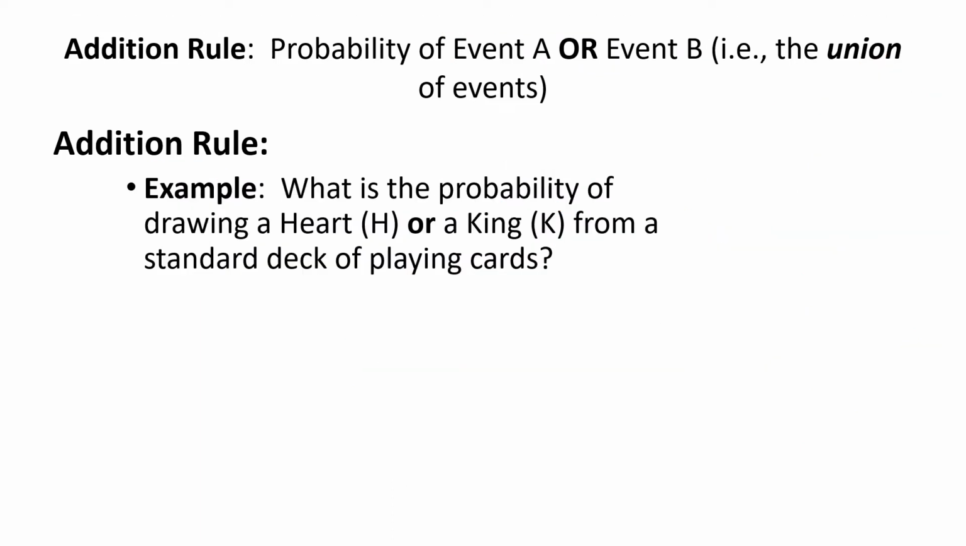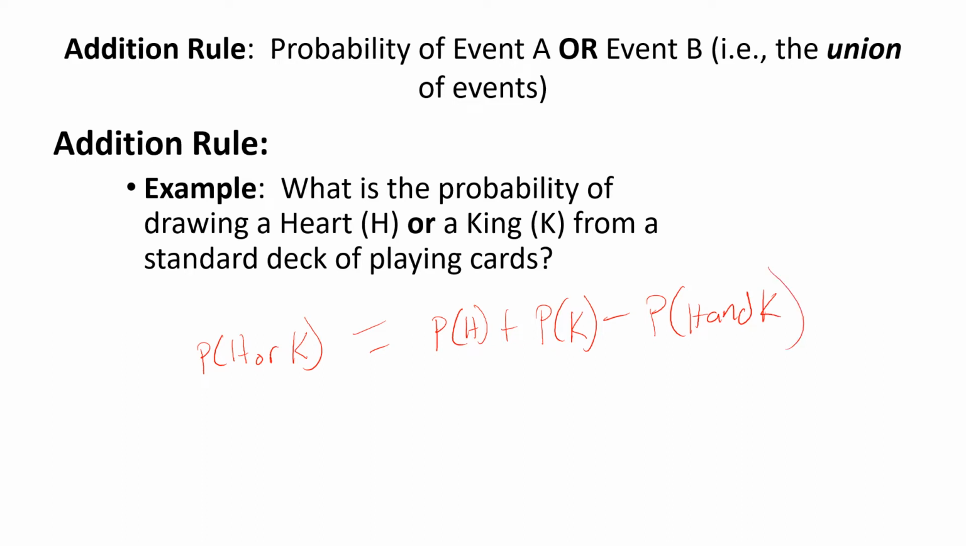Let's look at another example of that. What's the probability of getting a heart or a king? So the probability of a heart or a king is going to be equal to the probability of getting a heart plus the probability of getting a king minus the probability of getting a heart and a king, because if there's overlap, we don't want to count them twice.